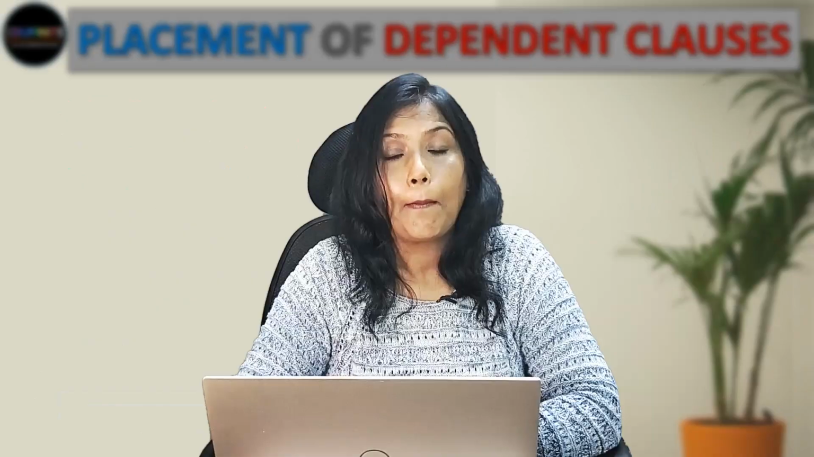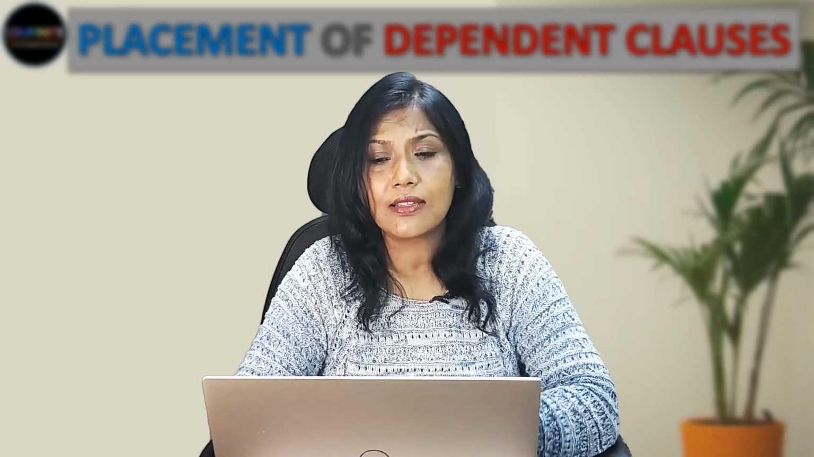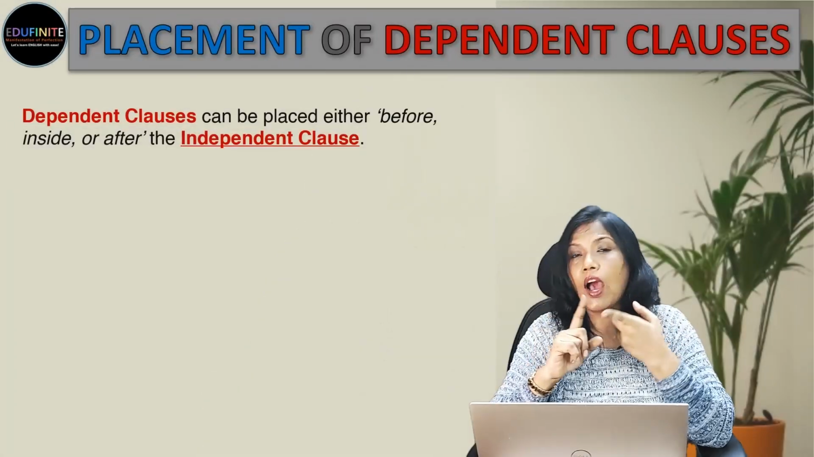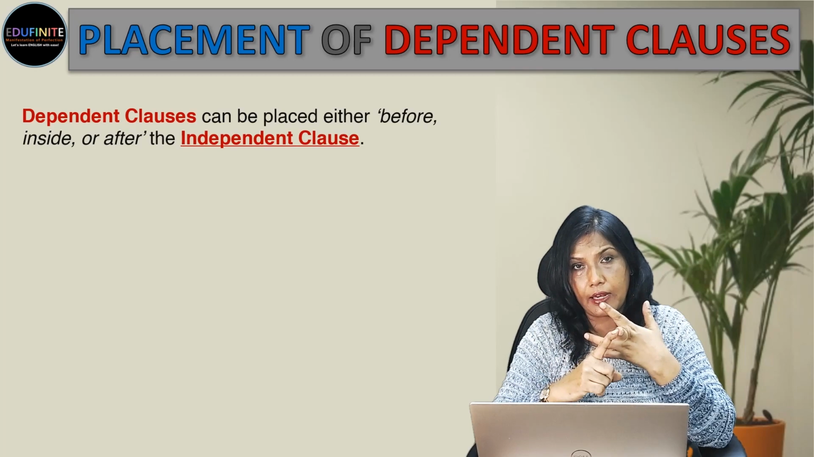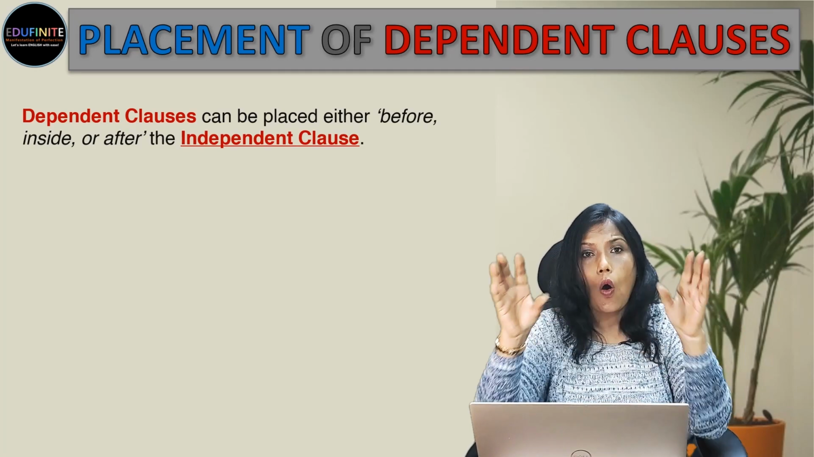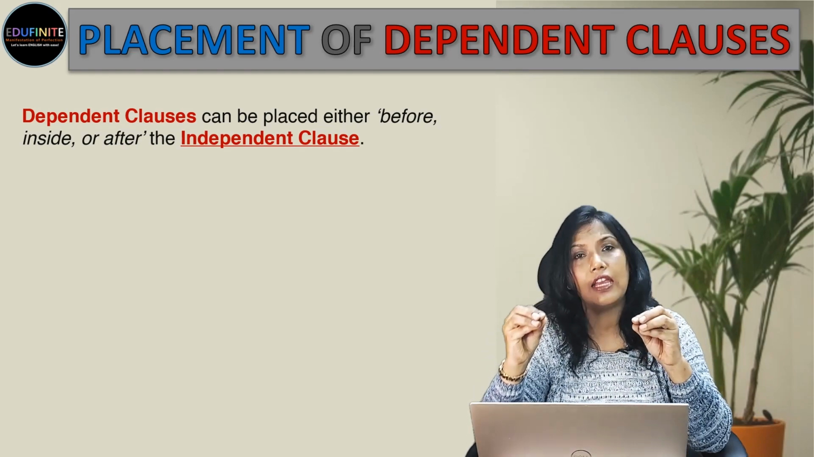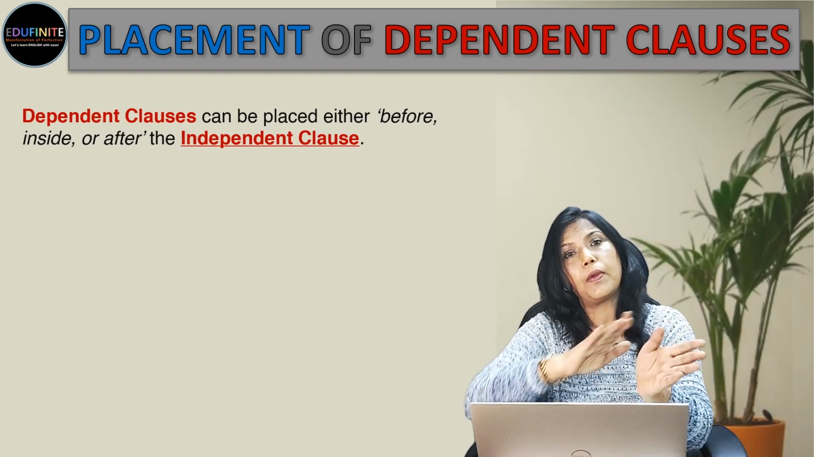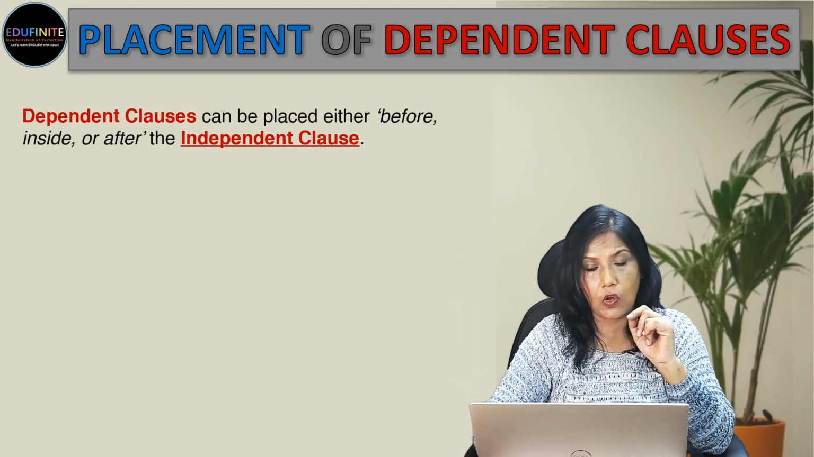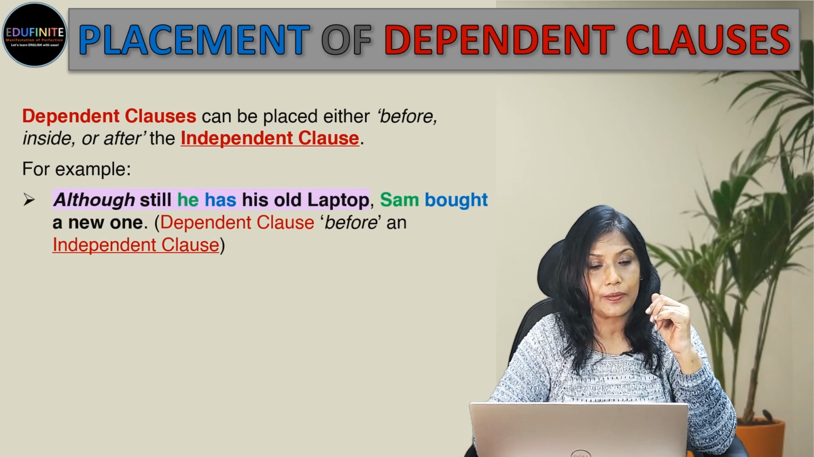The next is placement of dependent clauses. Where can we place these clauses in a sentence? You have an independent clause and a dependent clause. Now the dependent clause can be either before the independent clause, or you can insert it inside the independent clause, or you can place it after the independent clause. So let's look into the examples to understand it much better.